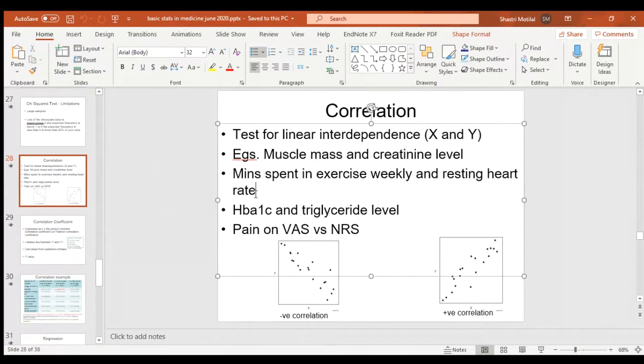How about minutes spent exercising and resting heart rate? Where's the association here? The more exercise you do weekly, especially aerobics, the lower your resting heart rate tends to be. So the higher the minutes spent exercising, the lower your pulse rate. We say both of these are correlated, but they are negatively correlated. And that's what correlation tries to do.